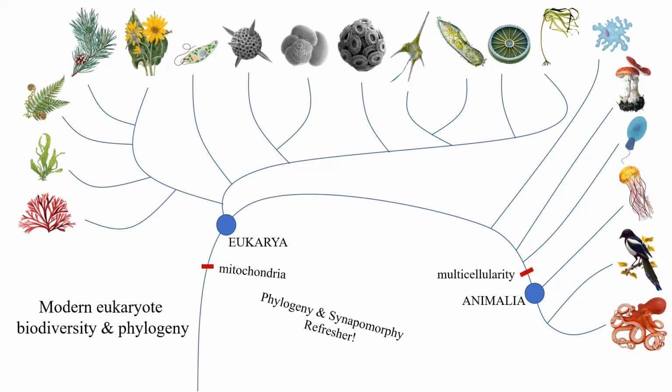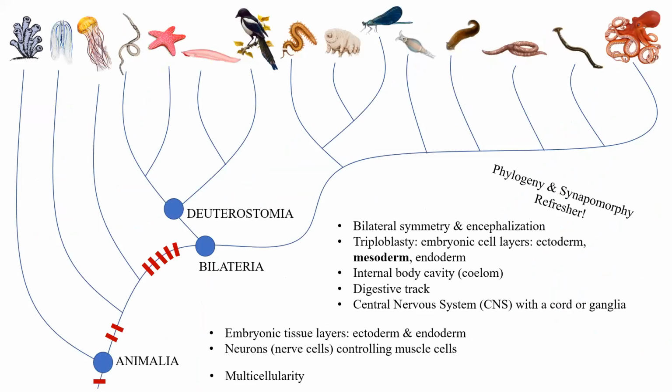But anyway, all you need to care about are the clades that vertebrates are in, like Eukarya and Animalia, and the synapomorphies that apply to vertebrates. So in this case, mitochondria here, and this particular evolution of a multicellular body plan. I'm not gonna go through all these again either.